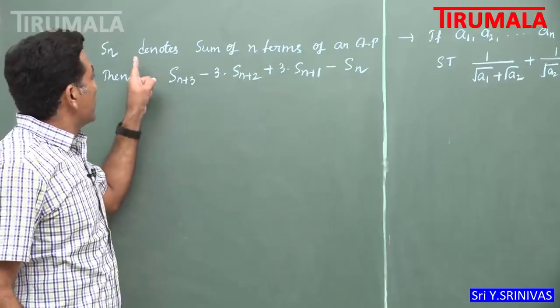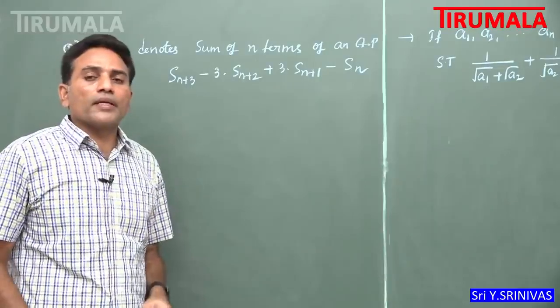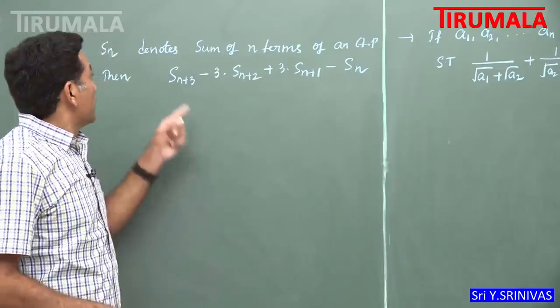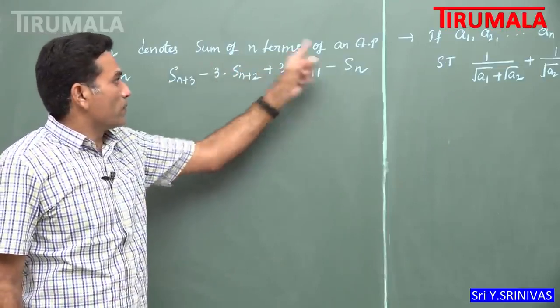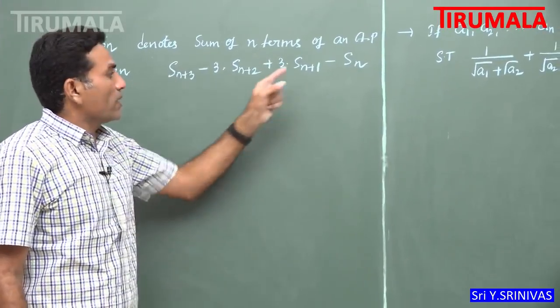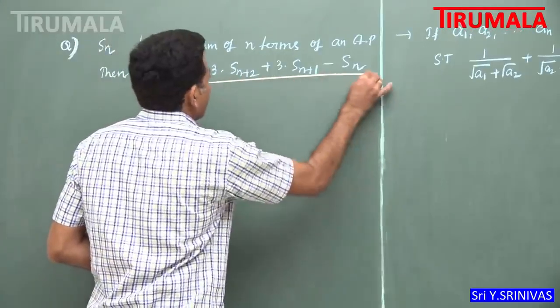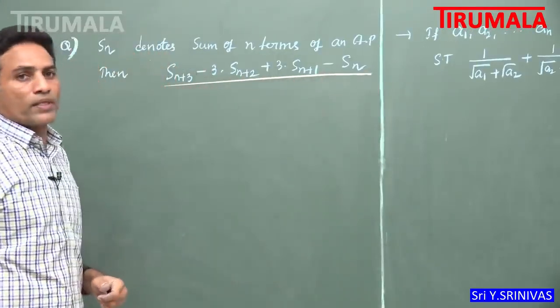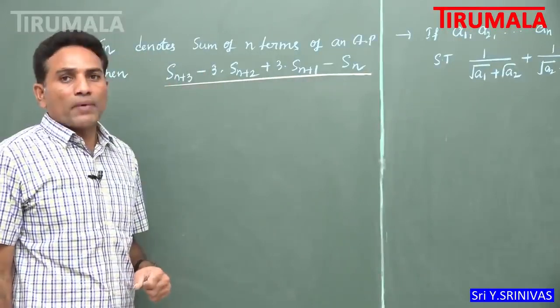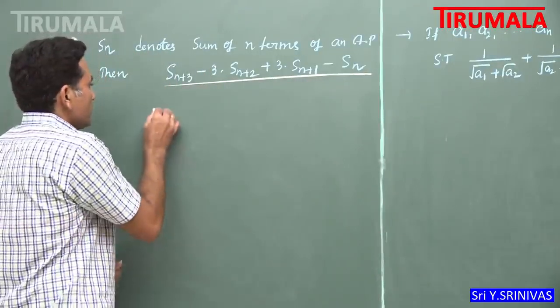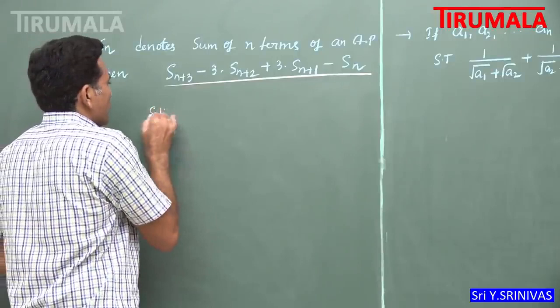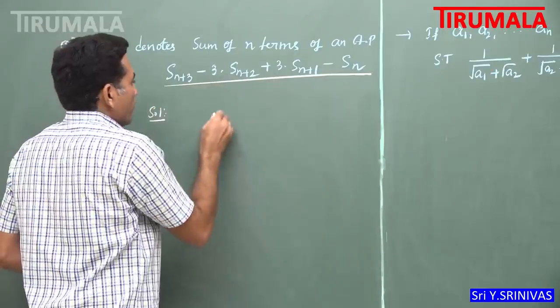Next one is a problem based on the sum of n terms of AP. Here Sn denotes the sum of n terms of AP. Then find the value of Sn plus 3 minus 3 times Sn plus 2 plus 3 times Sn plus 1 minus Sn. Once observe the student solution.